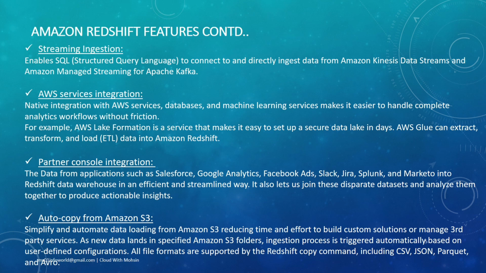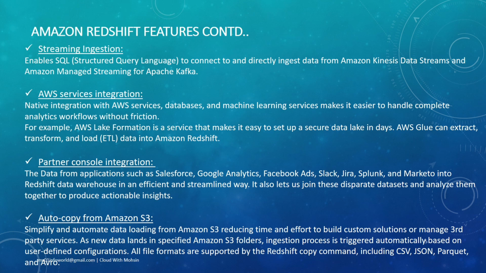AWS service integration: using this we can integrate Amazon Redshift with different services. For example, AWS Lake Formation is another service that makes it easy to set up a secure data lake in days. AWS Glue is another service which can help to extract, transform and load ETL data into Amazon Redshift. Then partner console integration, which helps to integrate with other applications like Salesforce, Google Analytics, Facebook, etc. Then auto copy from Amazon S3.